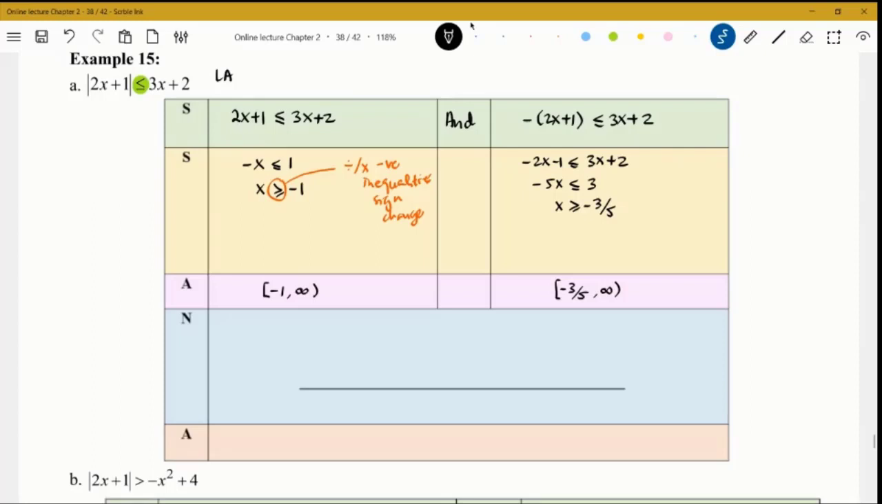We have to combine menggunakan and, ataupun dekat sini saya letak intersection lah. Okay, and lah, supaya nanti takut jawapan akhir kamu letak intersection. So we have negative 1 datang dulu, baru negative 3 over 5. So this one should be to the right hand side, and then this one also to the right hand side. So kita nak and adalah intersection. So it's going to be your answer, we shade this part. So your final answer will be negative 3 over 5 to positive infinity, square bracket here, open bracket here.